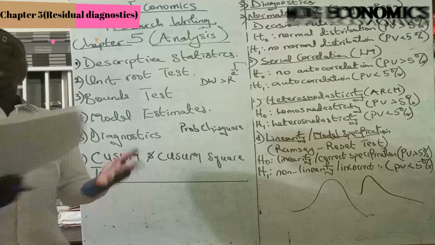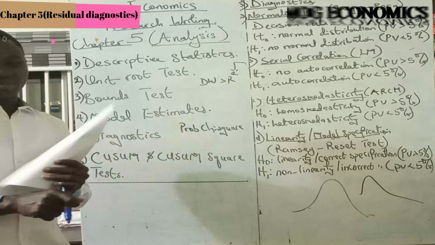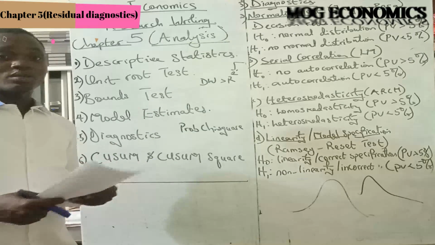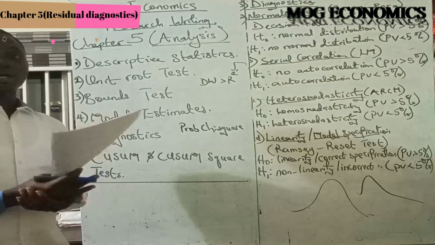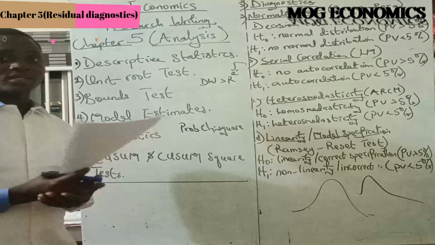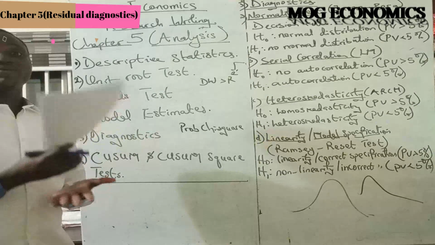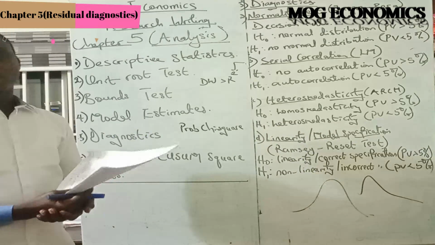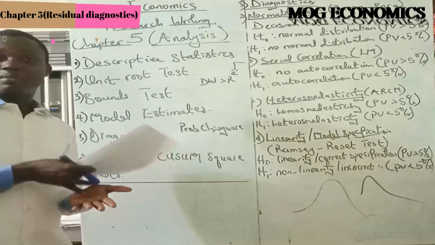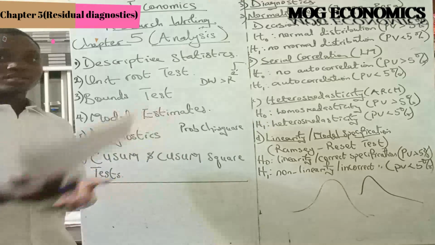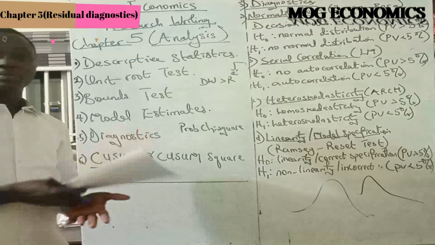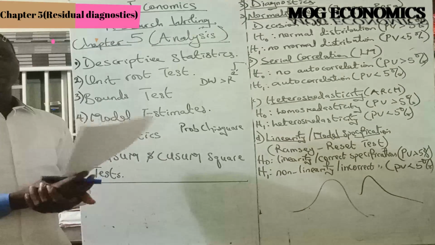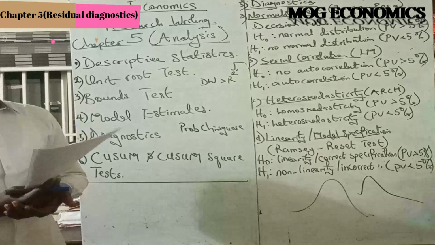Looking at it, you might not be sure if the error terms are normally distributed or not. Just look at your Jarque-Bera statistic, your JB statistic. Is its probability value greater than 5% or not? If it is greater than 5%, that means it is not significant.